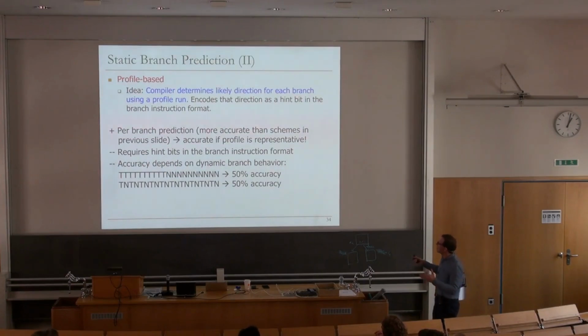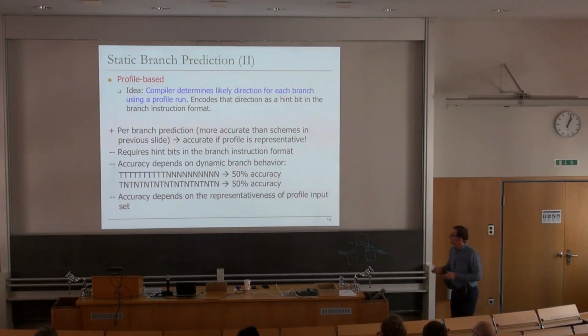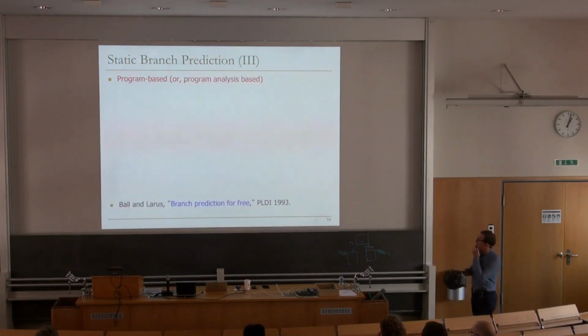But even if your branches are biased, like 75%, yes, maybe if your profile is representative, you'll get 75%. But you're leaving on the table 25%, right? And we know that 75% is not good enough. Okay, and we already discussed this. Accuracy depends on the representativeness of the profile input set. Okay, we're going to get back to programmer-based.